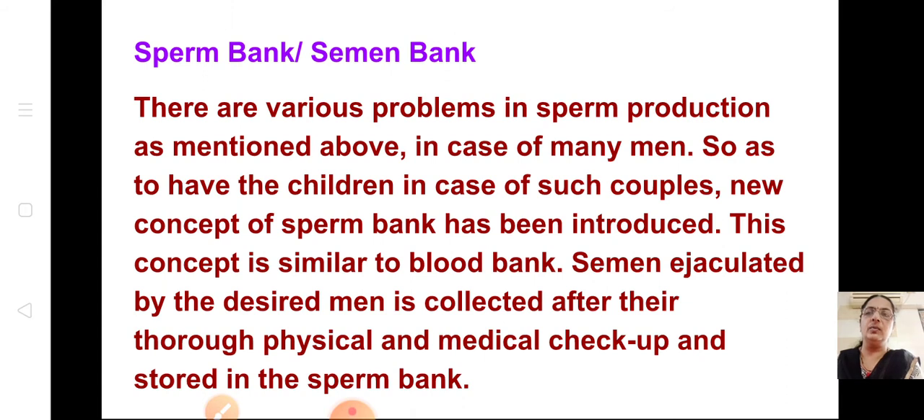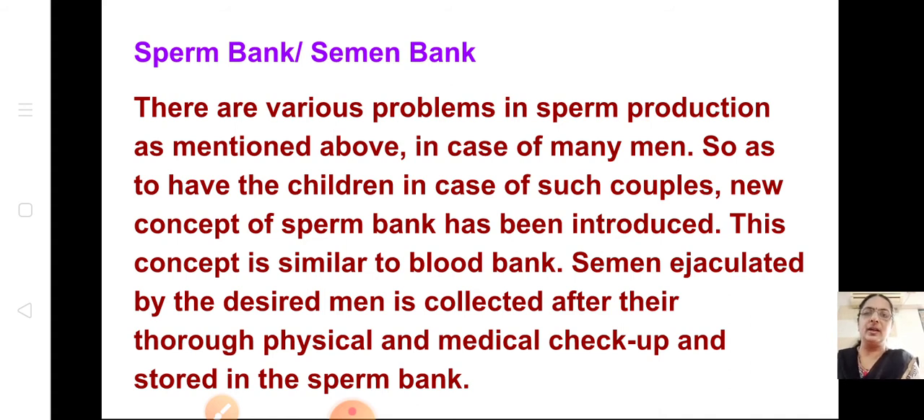Okay. The third one what we saw was sperm bank or semen bank. It is also called semen bank. There are various problems in sperm production as mentioned above in case of many men. So for such couples to have children, the new concept of sperm bank has been introduced. I told you it is just like the blood bank. In this, semen ejaculated by the desired men is collected after their thorough physical and medical checkup and stored in the sperm bank.